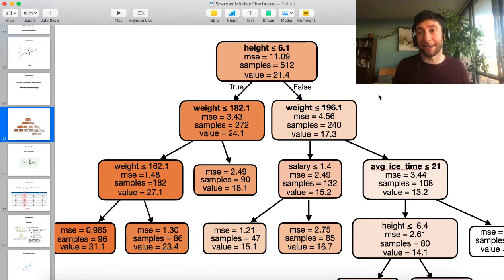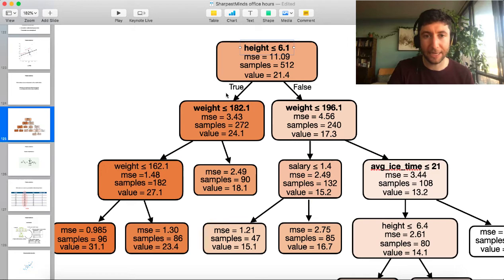So yeah, I hate to say this halfway through the office hour, but pretty much now you know how this tree is built. Essentially you're just going to rinse, lather, and repeat. So let's start from here. After we figured out that height is the best first question to ask, because we've tried all the different possible columns and split points for each column, and we've calculated the weighted average mean squared error for each, we found the one that minimized that, and it was height less than or equal to 6.1 feet.